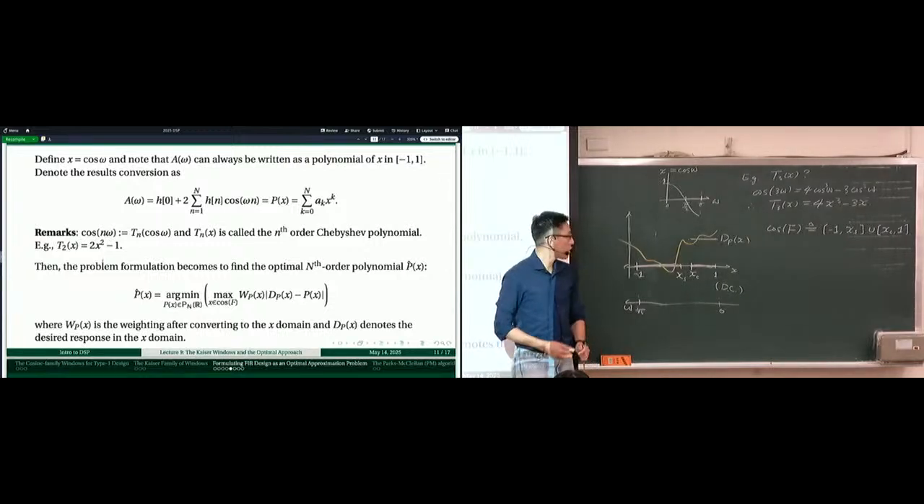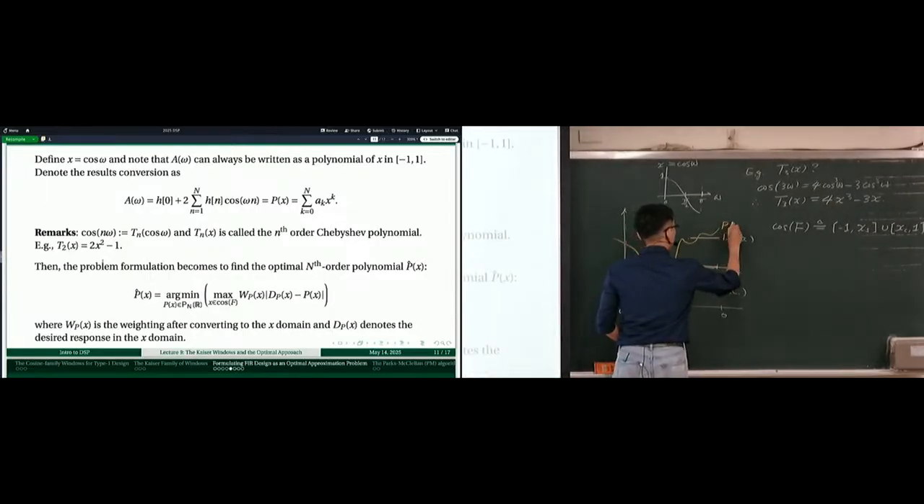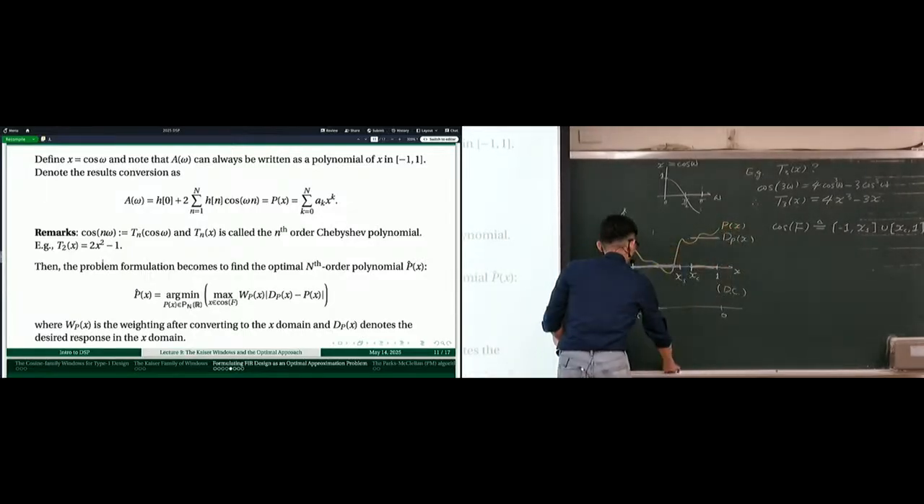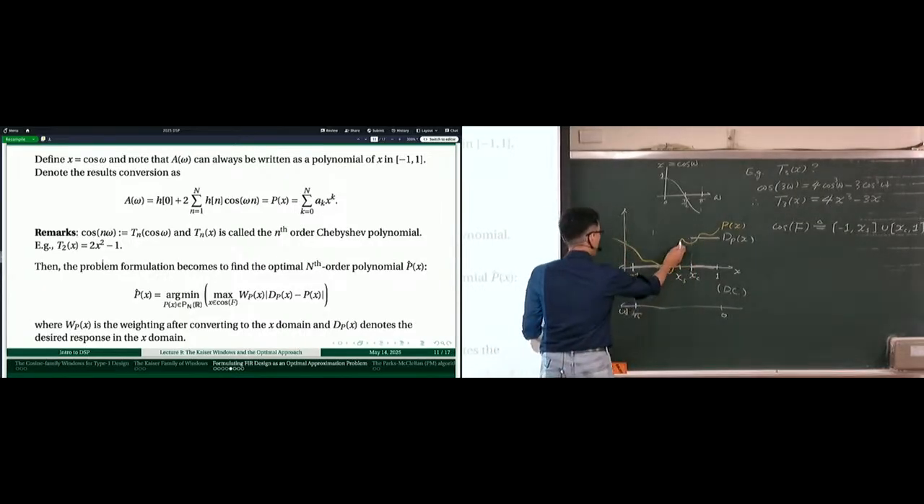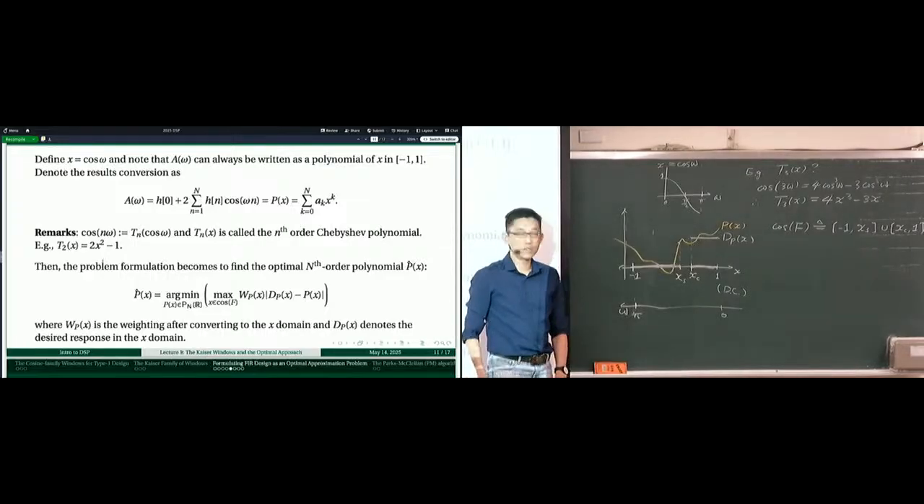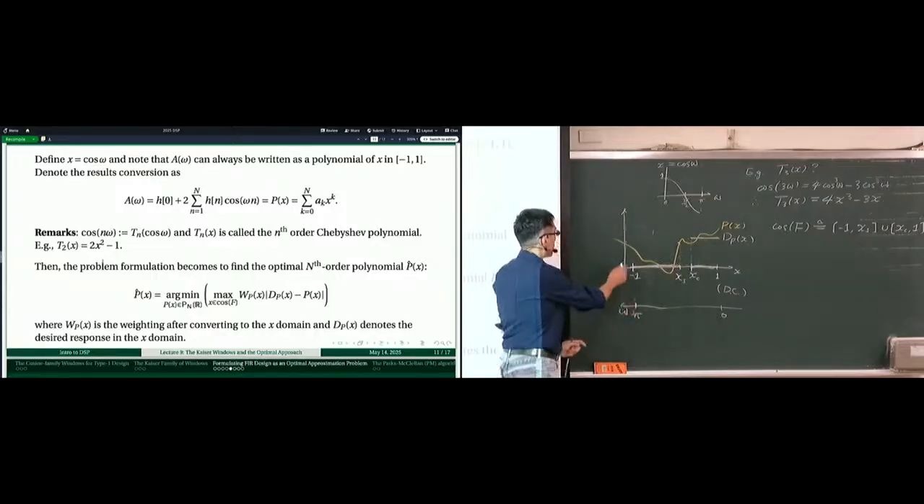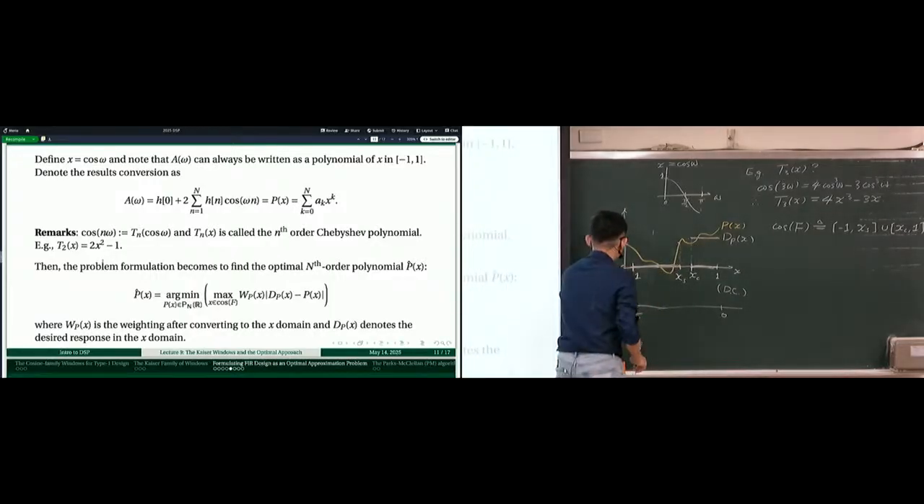So now, if this is p of x, then the maximum approximation error. If you just take a look, it seems that this is where we have the maximum approximation error, right at the edge, right here. That's where the maximum approximation error occurs. It's even larger than this approximation error, right?